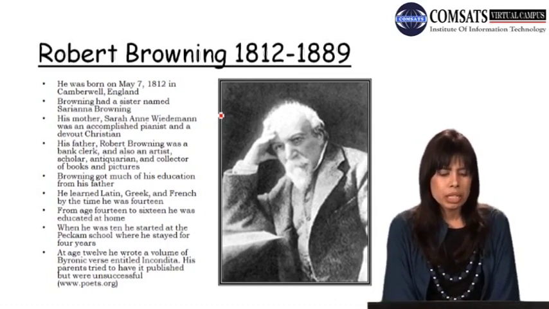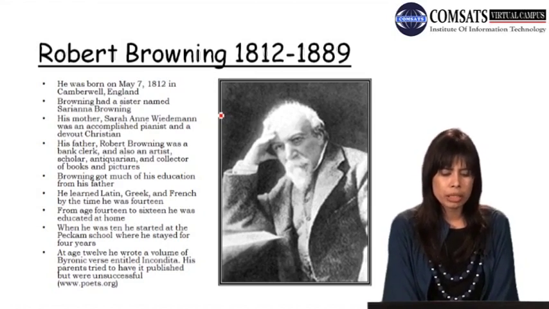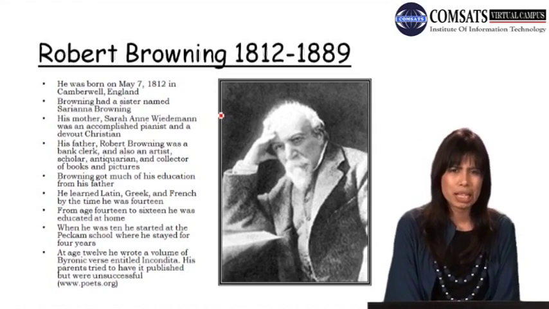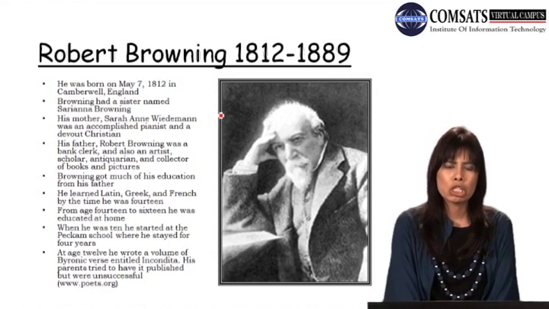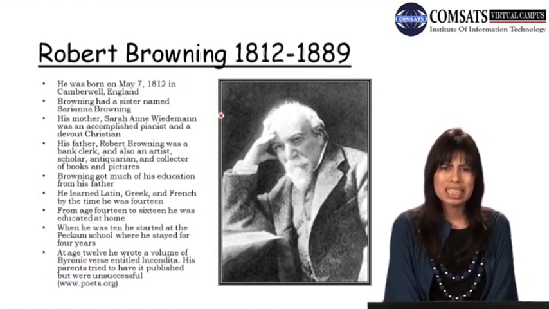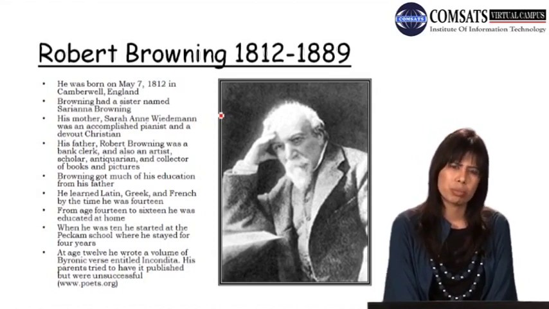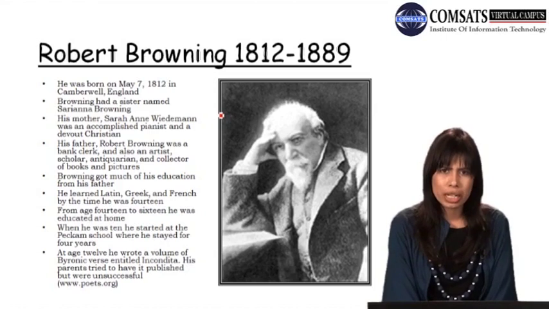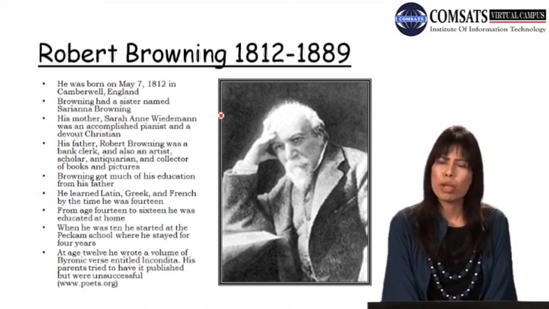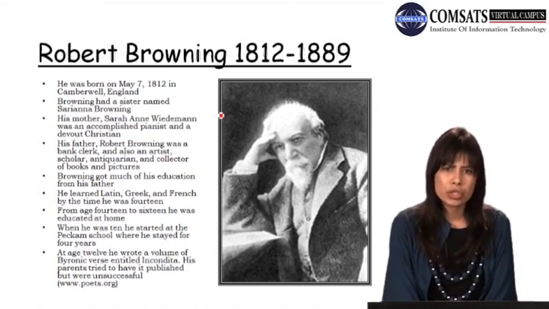He learned Latin, Greek and French by the time he was 14. So my dear students, this is a great achievement as well. By the age of 14 he had learned Latin, Greek and French. So my dear students, here you'll see that it was very easy for him to read Latin, Greek and French literature as well. Robert Browning's poetry is also difficult to analyze, because there would be some myths from other literatures as well.